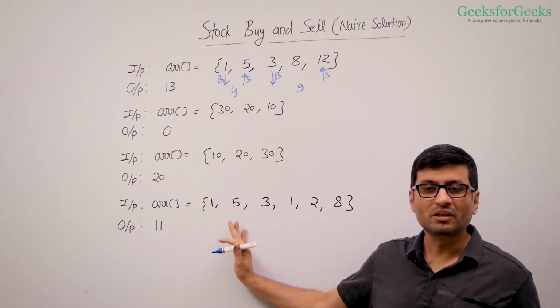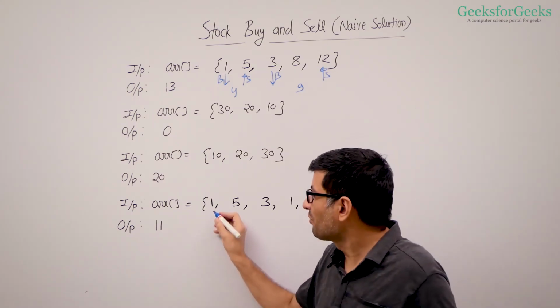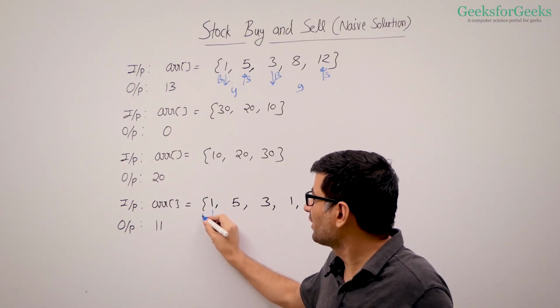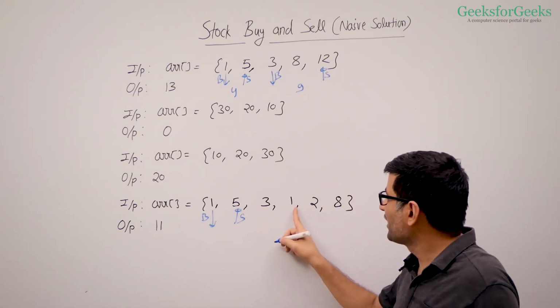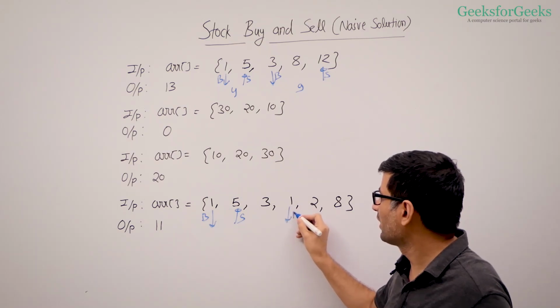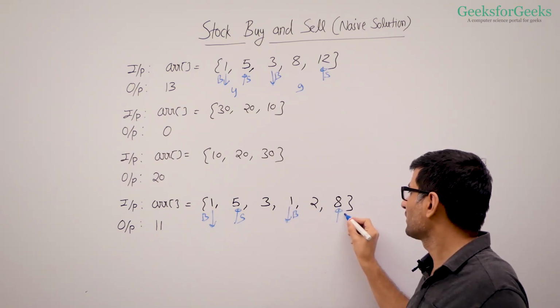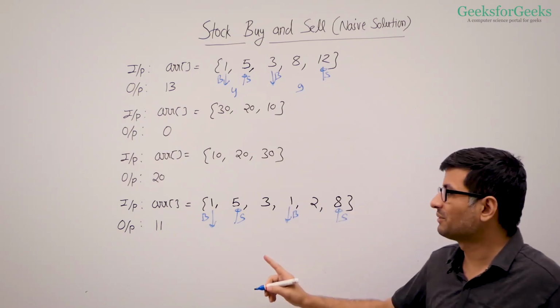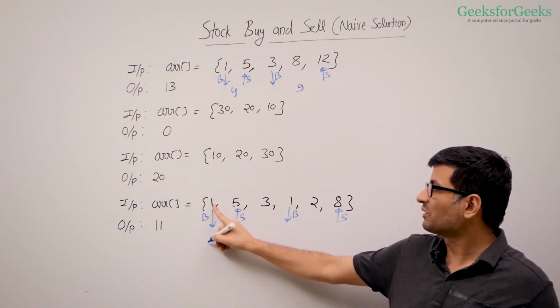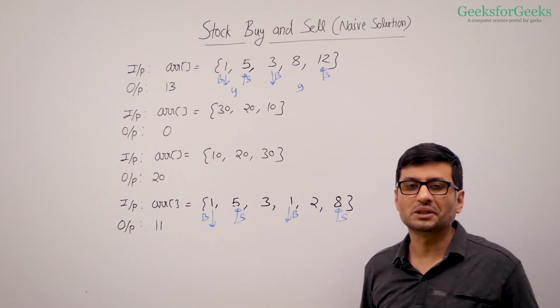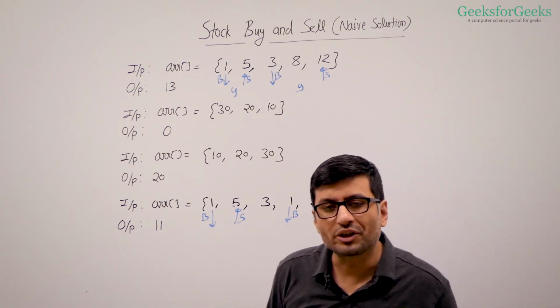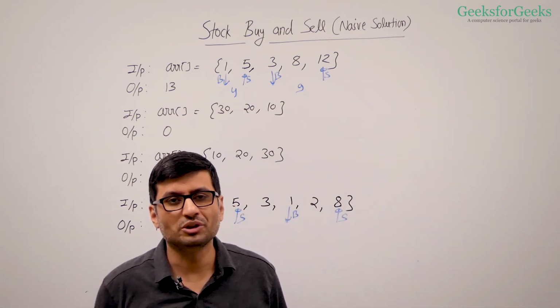Let us see this example. In this example, to maximize the profit, we buy it on day 1, then we sell it on day 2. We again buy it on day 4 and sell it on day 6. That's how we get the maximum profit. 5 minus 1, 4. 8 minus 1, 7. 4 plus 7, 11. Now please pause this video and try to think of a solution for this.